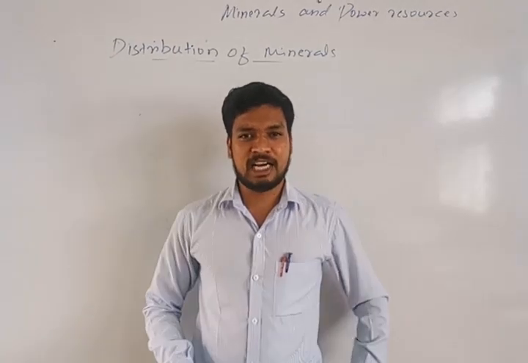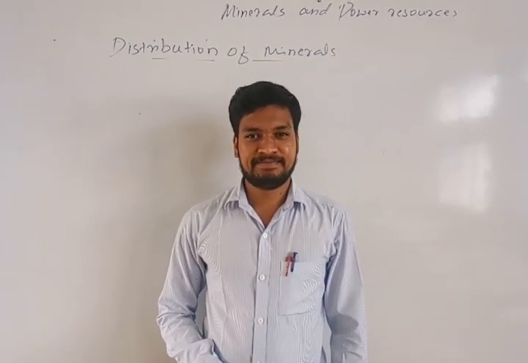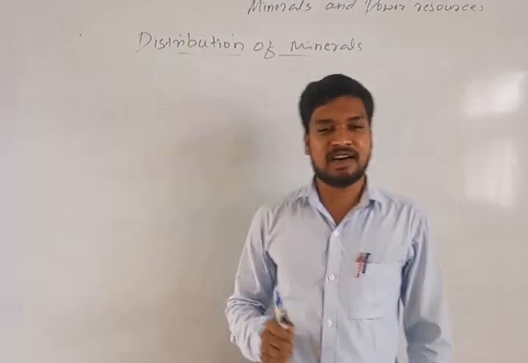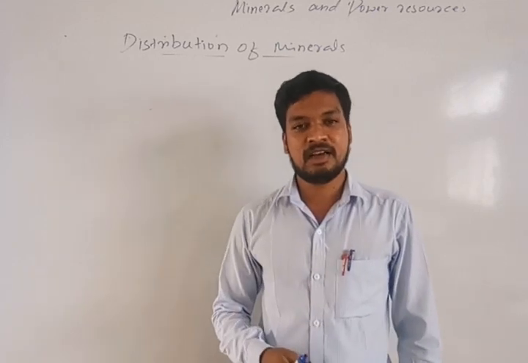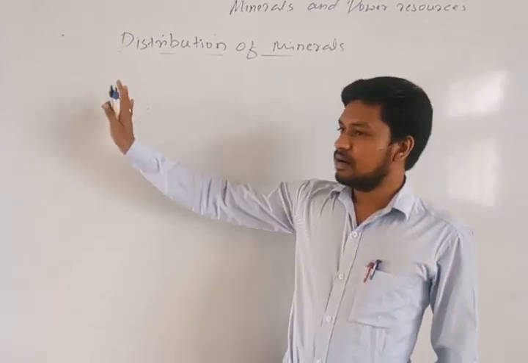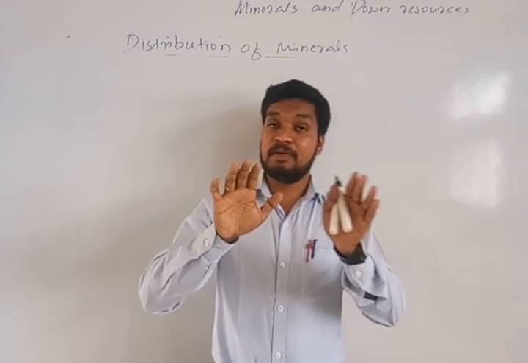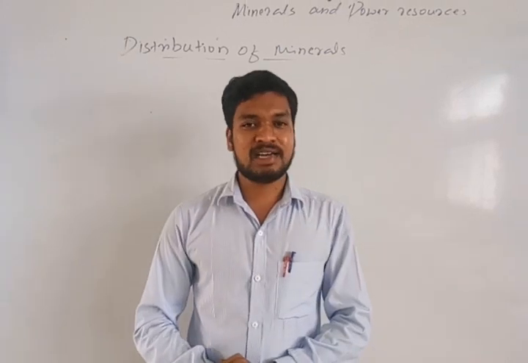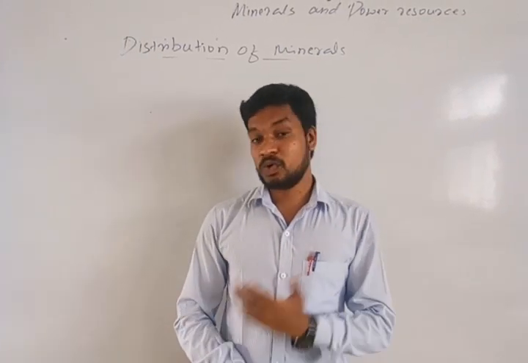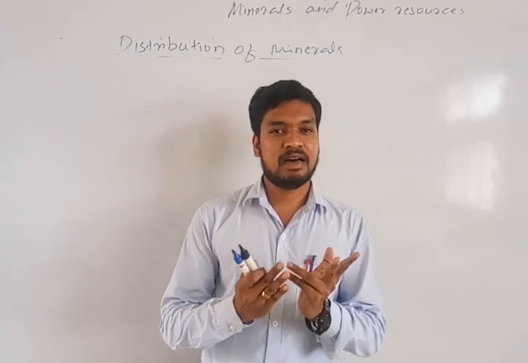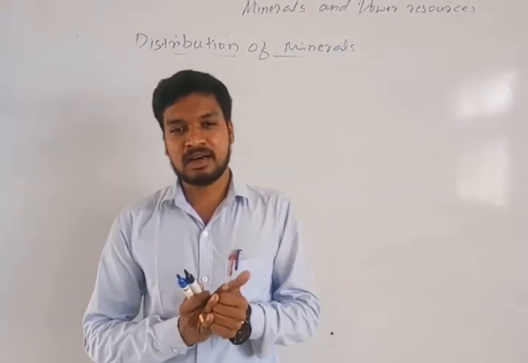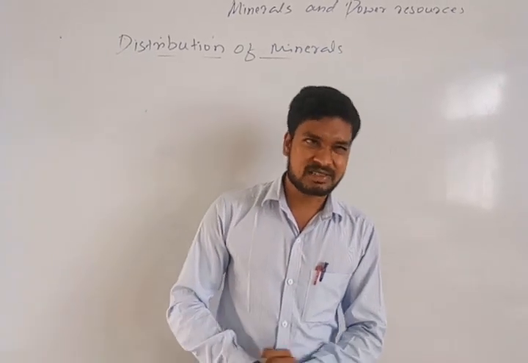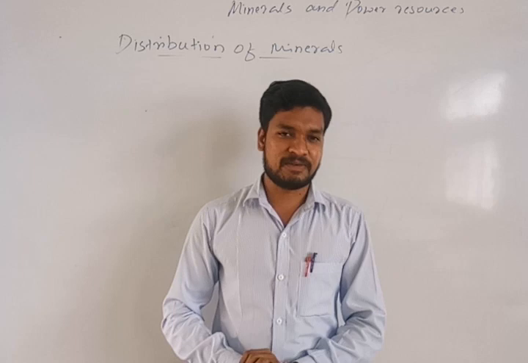So these types cause different types of minerals to be distributed over the earth's surface. We have big land masses on the earth's surface, seven of them, which we call continents. What are those? Asia, Europe, North America, South America, Africa, Australia, then Antarctica. These are the seven major continents.